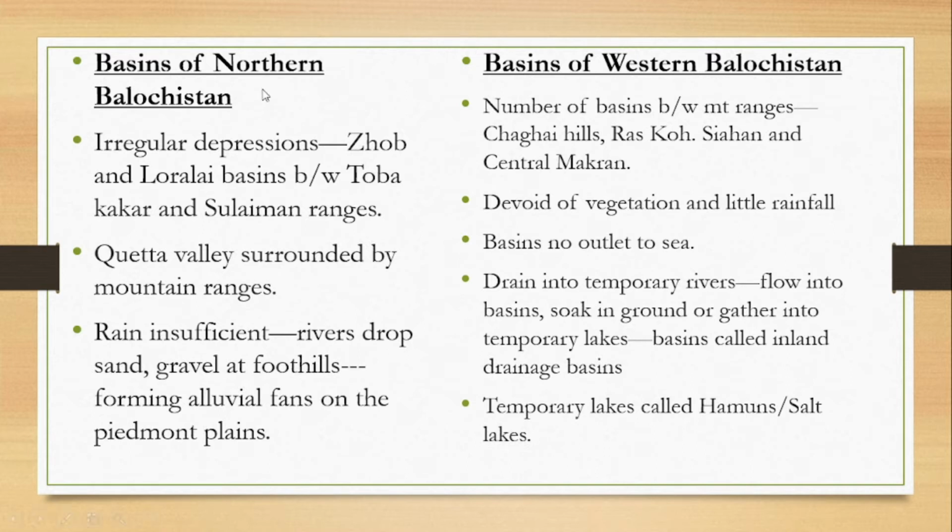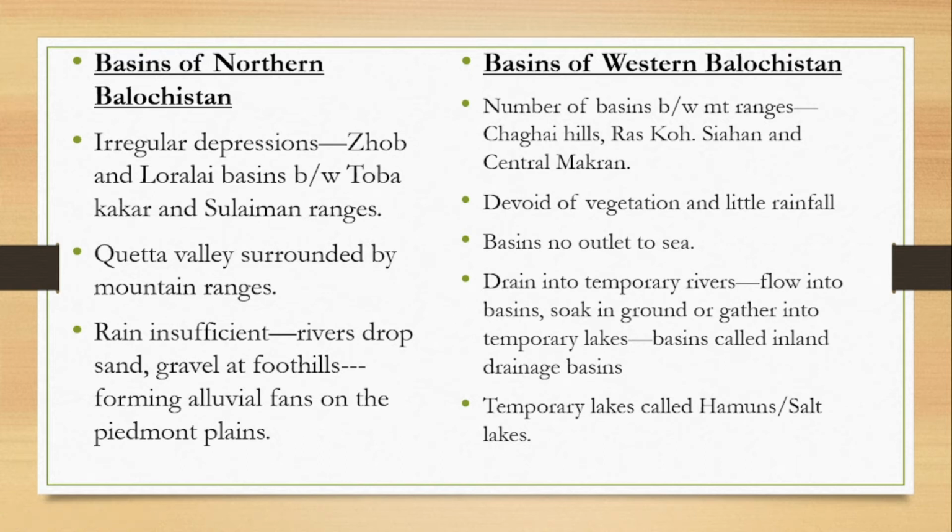Okay, so this was all about basins of the northern Balochistan. Again, quickly, the points to remember: basins are irregular depressions. In the north, they are found between two ranges, Toba Kakar and the Suleiman ranges. Examples are Loralai and Zhob. The Quetta Valley also becomes one, since it's surrounded by the mountain ranges, so that's also a little shallow.